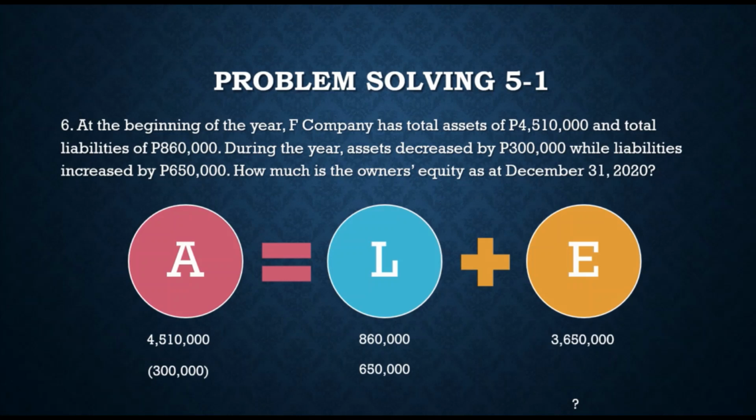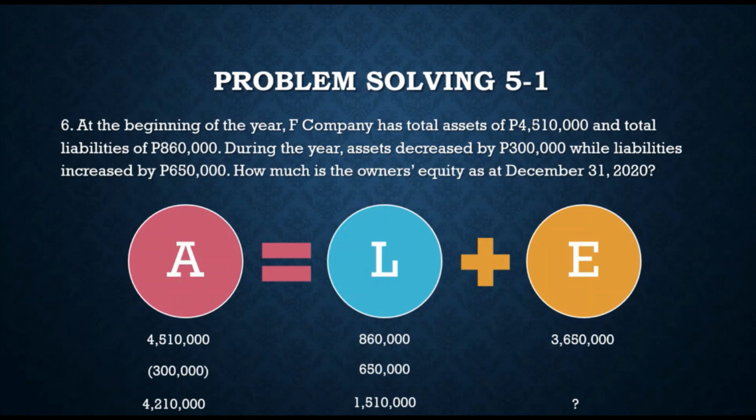Tapos, ang assets daw ay nabawasan ng 300,000 during the year. So, 4.51 million minus 300,000, ang ating assets at the end of the year ay 4.21 million. Tapos, yung liabilities naman, nadagdagan daw ng 650,000 during the year. So, 860,000 plus 650,000, ang ating liabilities at the end of the year ay 1.51 million.